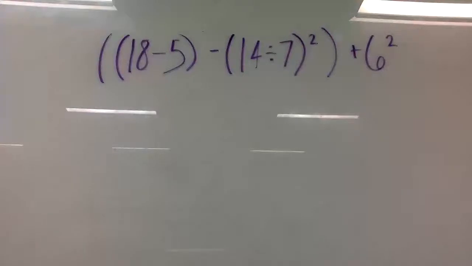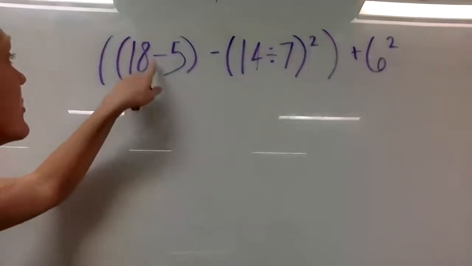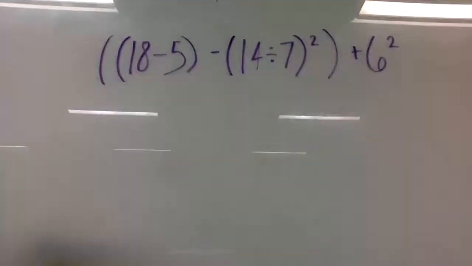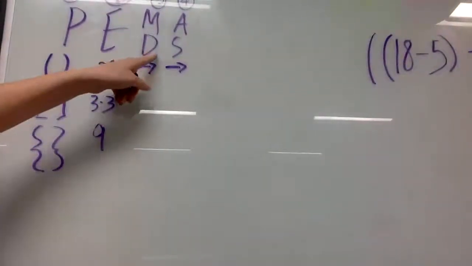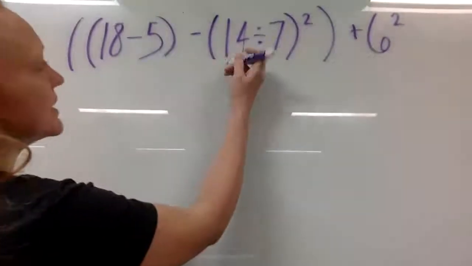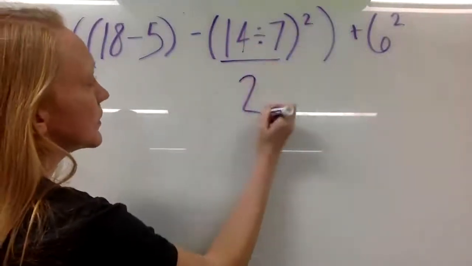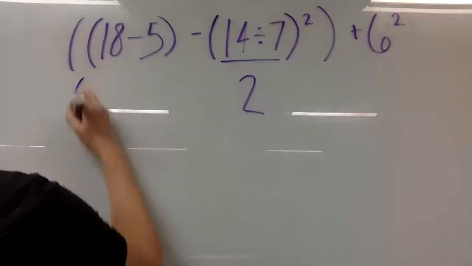We start with parentheses first, and I like to answer one part at a time. Which parentheses would I do first? The subtraction parentheses or the division parentheses? Division comes before subtraction. So I'm going to do 14 divided by 7, and that is 2. I'm going to write everything else down so I won't mess up my problem.